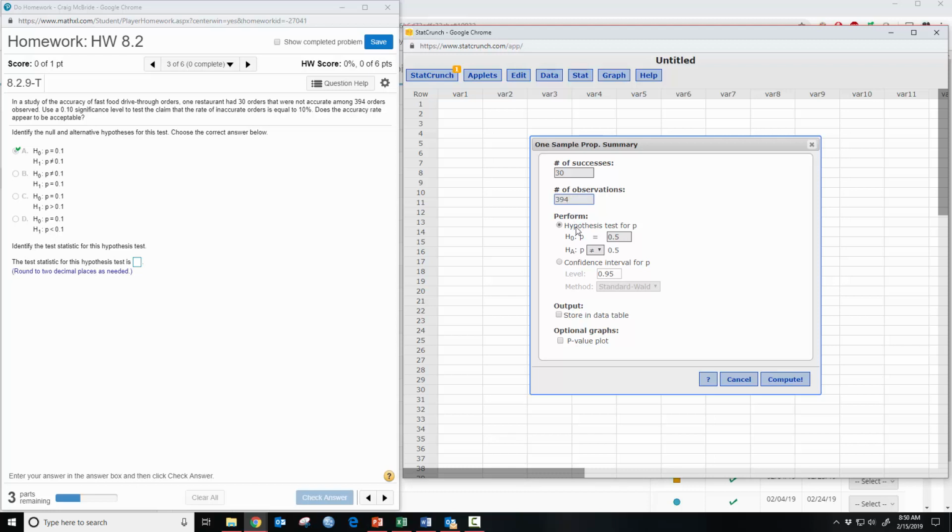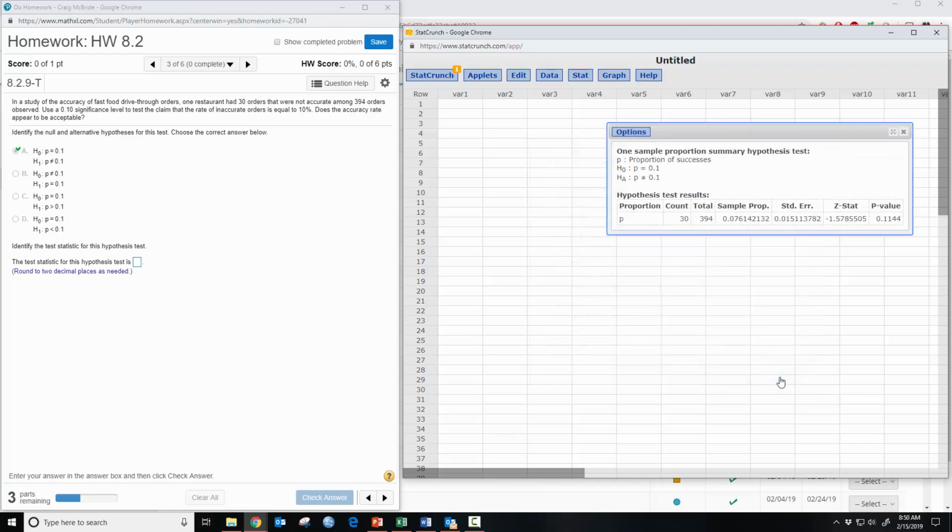We're doing a hypothesis test. We have to change this to 0.1, and then you could change this to less than, greater than, or not equals, but ours is a not equal, so we leave that. This is what we would click if we were doing a confidence interval for other chapters. Then you just compute. Now, the test statistic is very simple.